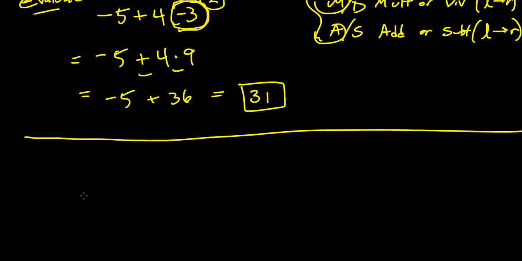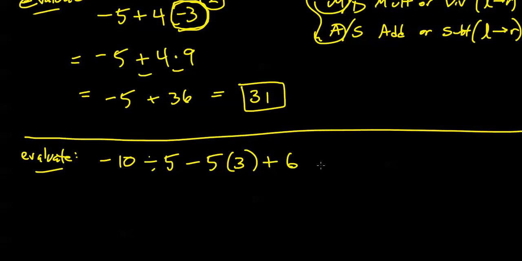Try another one. Evaluate: minus 10 divided by 5 minus 5 times 3 plus 6. PEMDAS, please excuse my dear Aunt Sally. You've heard it a million times, right? Well, there is a parentheses, but nothing going on inside of it, so I can't really evaluate any parentheses operations. Exponents, no exponents going on here. What's next? Multiplication or division in order from left to right.